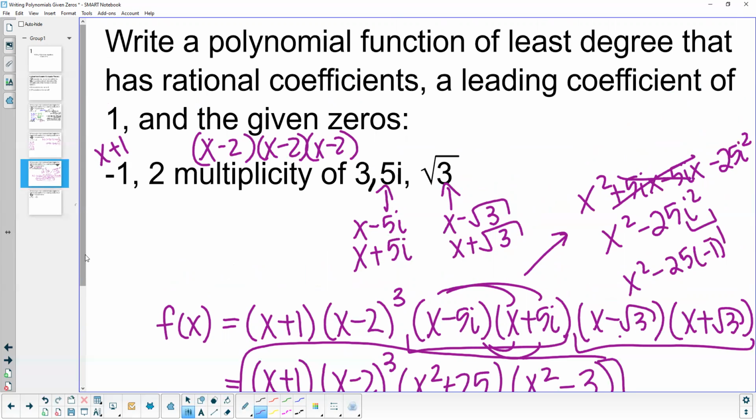Now notice how these ones were all least degree. I can add as many other factors to this as I would like, but it's not going to be the least degree unless it just contains these factors that are required along with their conjugates. Additionally, we can multiply that whole thing by any number and change the leading coefficient, but in this case, where they all were an x, that's what made a leading coefficient of 1. So if you have any questions, don't hesitate to reach out, but that's how we can write polynomial functions given their zeros.